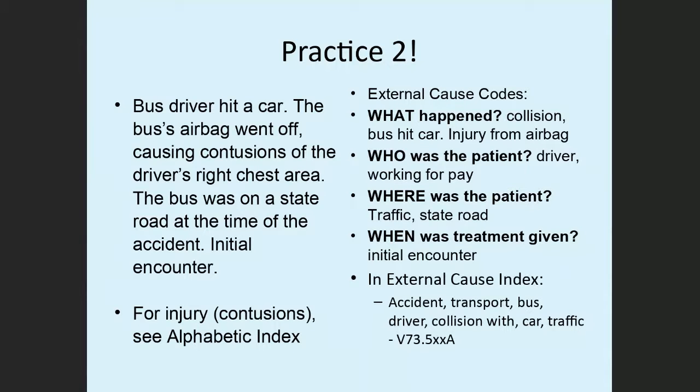This leads you to V73.5XXA. You need to add those placeholders and a final digit A. What information have we captured so far? Well, collision, bus hit car, driver, traffic, and an encounter. We still need information about the airbag, and state road.